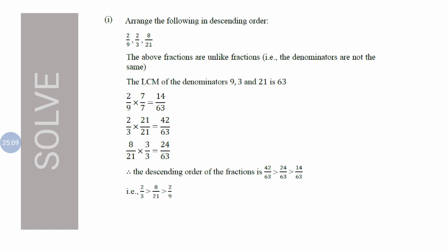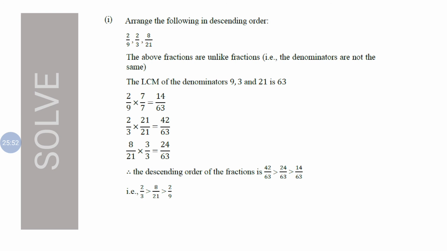Arrange the following in descending order: 2 by 9, 2 by 3, 8 by 21. The denominators are different. These are unlike fractions, since the denominators are not the same. We take the LCM of 9, 3, 21, which is 63.